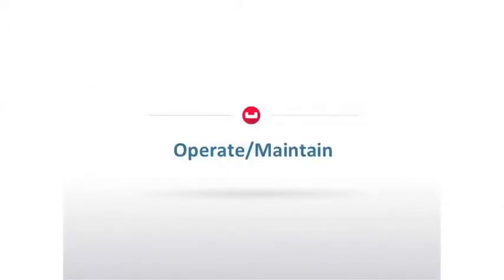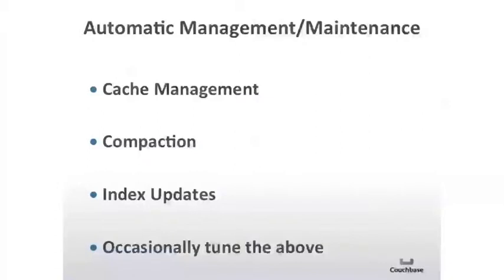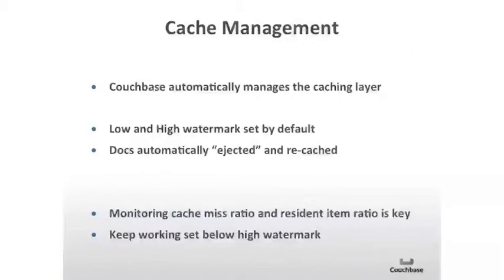Okay, so let's talk a little bit about the maintenance and management that goes on. So Couchbase does a lot of work itself, does a lot of health maintenance itself, especially around the cache management, disk compaction, and index updates. Occasionally we want to tune one or more of the above, but it's more about monitoring that they are operating successfully. So for cache management, we have that built in, very tightly managed caching layer, and that is going to handle everything from removing data from RAM after it's been persisted to disk, as well as bringing it back up from disk as you make requests for it.